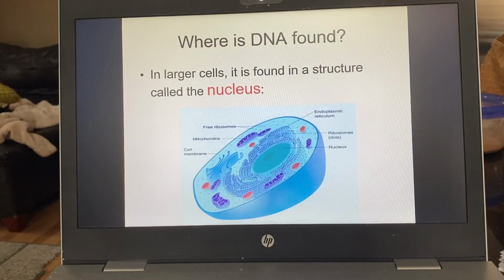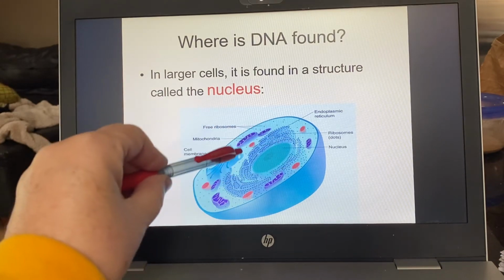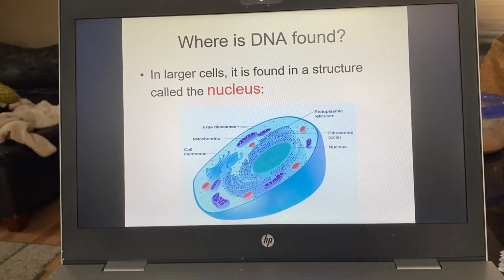So where do we find DNA? In eukaryotes, the majority of the DNA is found in the nucleus. So when I talk about these processes, I'm going to be referring to nuclear DNA.